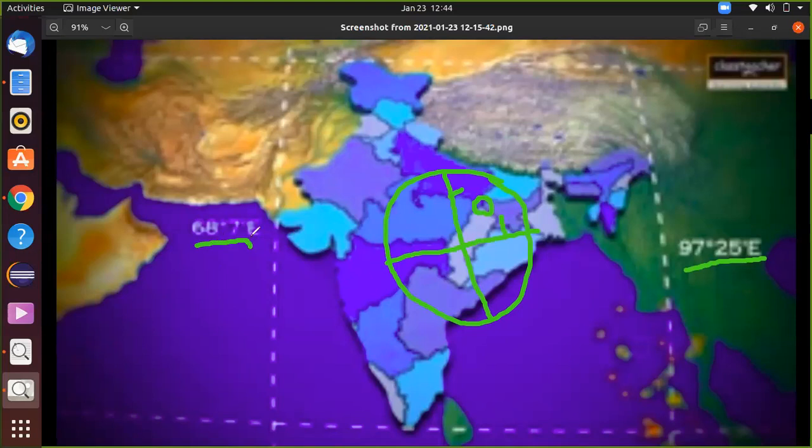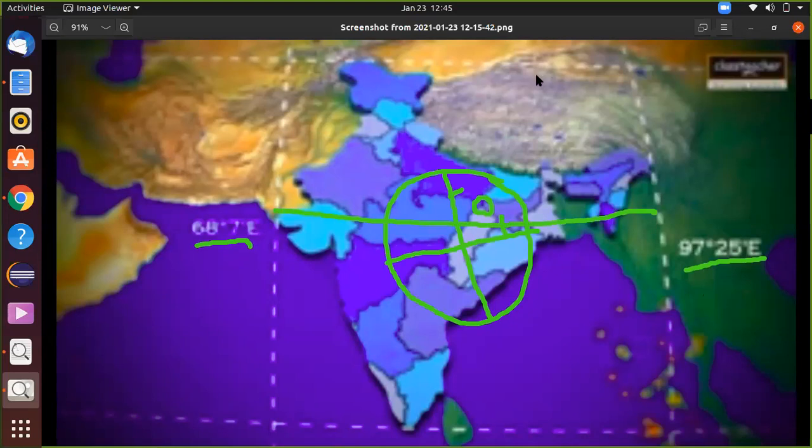So this is the longitudinal extension of India from here to here. It is 68 degrees 7 minutes east to 97 degrees 25 minutes east. I hope this one is again clear to all of you.